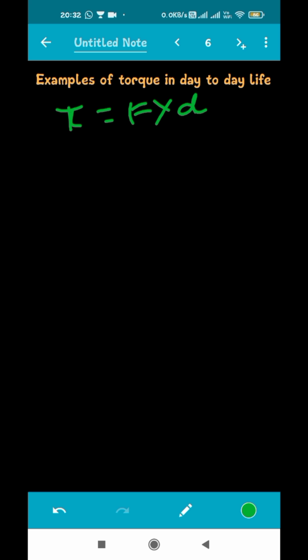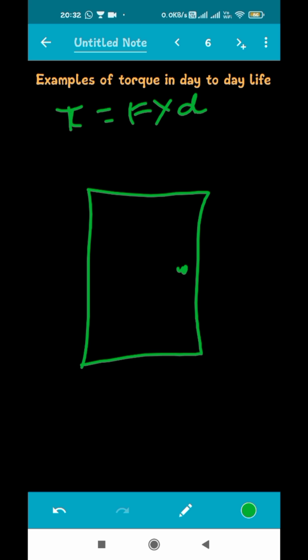Now there are certain examples of torque in our day-to-day life. The most common is the opening and closing of the doors in our house. We see that if, for example, this is a door, the door is attached at this position, so the handle is placed at the farthest position. It is not placed here or in the middle or anywhere near the hinges. It is placed as far as possible.